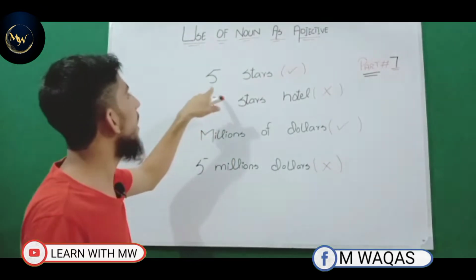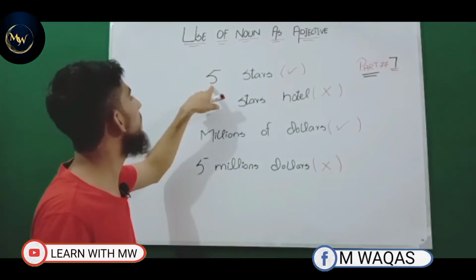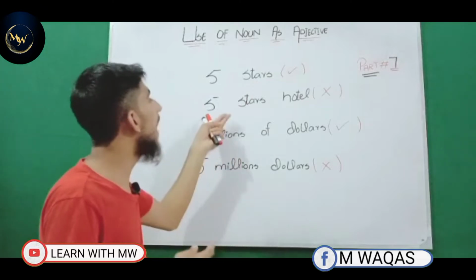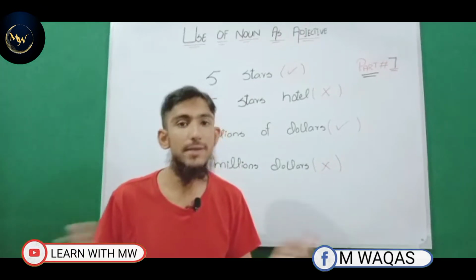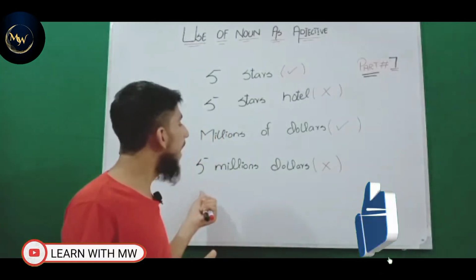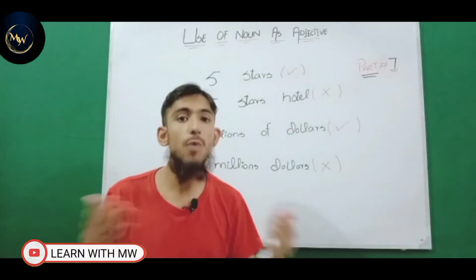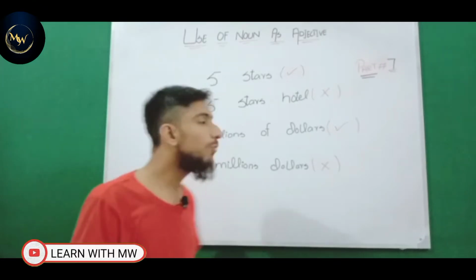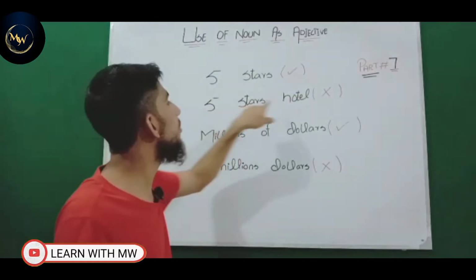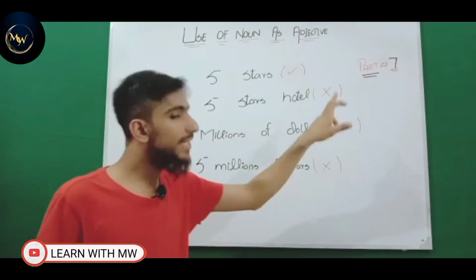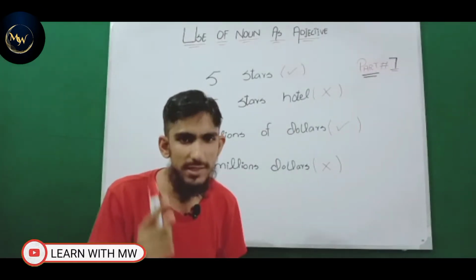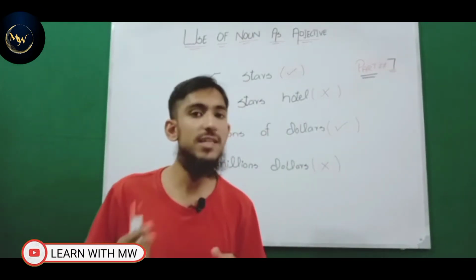Viewers, look, I have written on the board "5 stars". If 5 stars is right, then 5 stars hotel is wrong. Why? If millions of dollars is right, then 5 millions of dollars is wrong. Why? In this video, we will be giving you the reason why 5 stars is right, 5 stars hotel is wrong. Millions of dollars is right and 5 millions of dollars is wrong. So viewers, I request you to stay connected with us in this video.